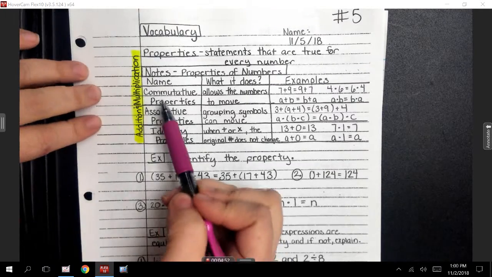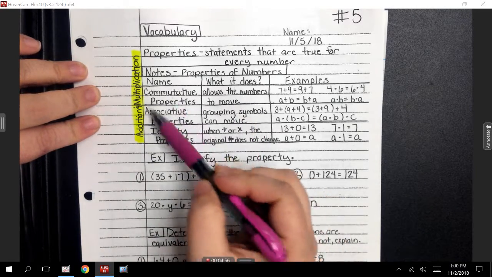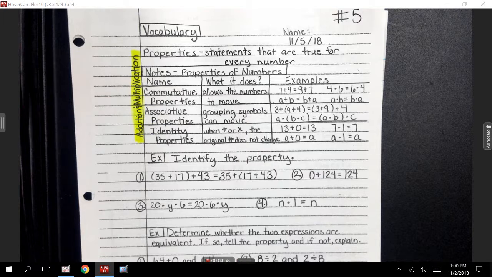There's one property, it's called the commutative property. This allows your numbers to move. The way I remember this, and this might be a word that you've heard, it might not, is the word commute. So y'all commute every single day to school. Either in the school bus, maybe it's in your parents' car. But when you commute to school, you are traveling from your house to the school.